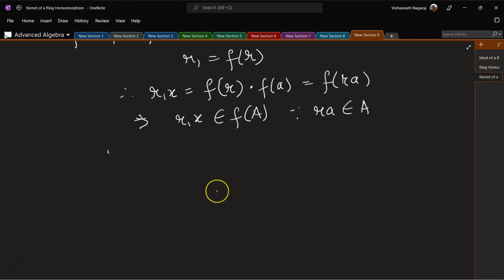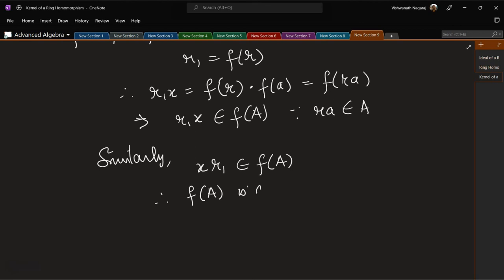And similarly, we can show that x r1 belongs to f of A. So again, x r1 belongs to f of A, r1 x belongs to f of A. Therefore, f of A is an ideal of f of R. So that is kernel of ring homomorphism.